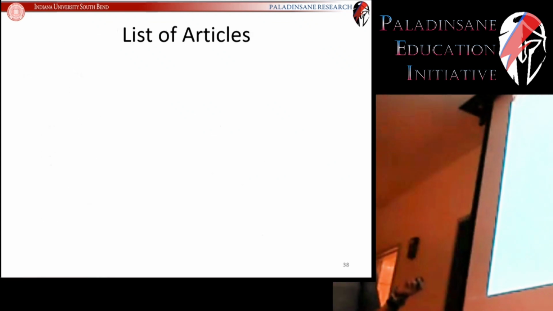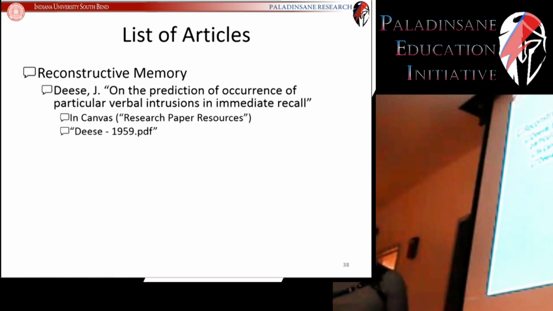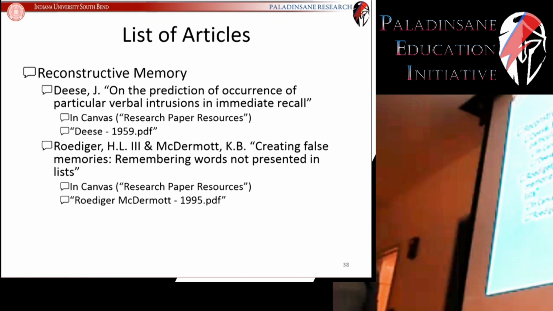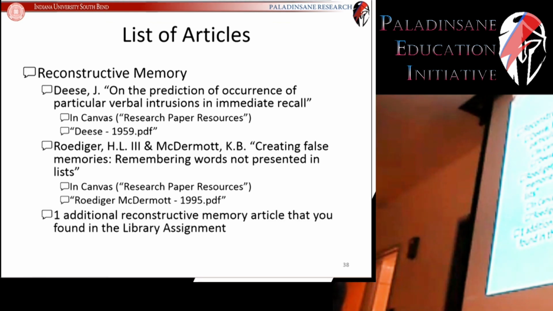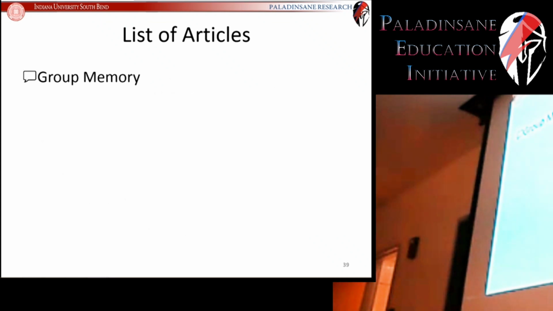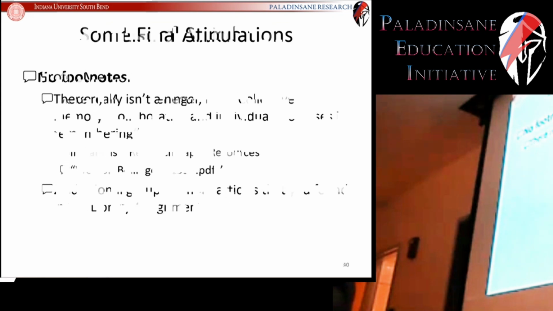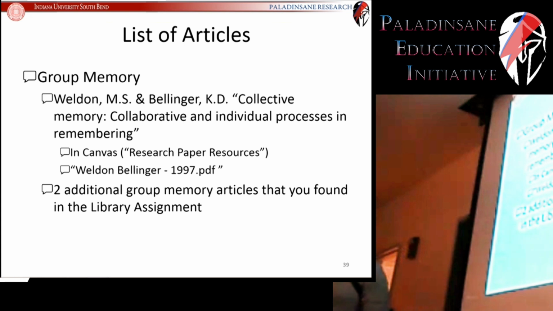All right, so other reminders. For your list of articles, make sure that you are using the articles that you found in your library assignment. So make sure that you're using the approved articles so you do not get to switch for this final research paper. So everybody's going to be using these. Everybody's going to be using Roediger and McDermott, and then that one additional article that you got approved in your library assignment. And then for group memory, everybody is going to have Weldon and Bellinger, plus 2 additional articles that you found in your library assignment.